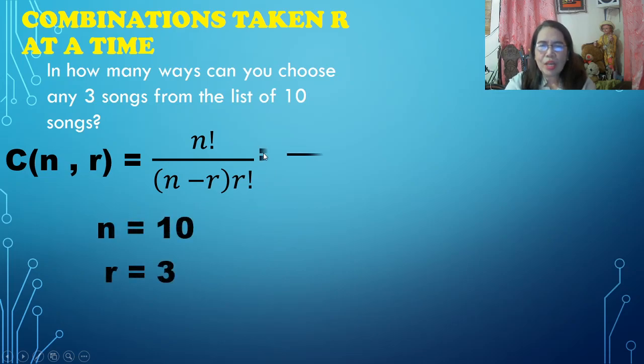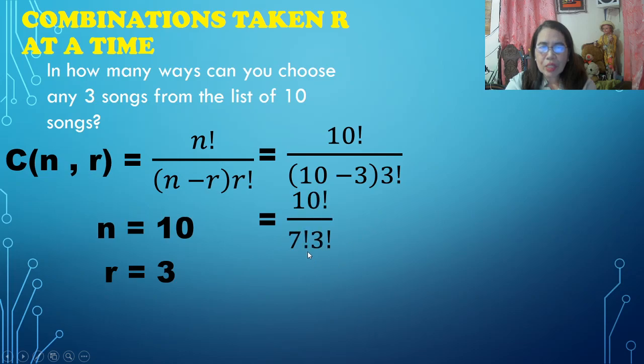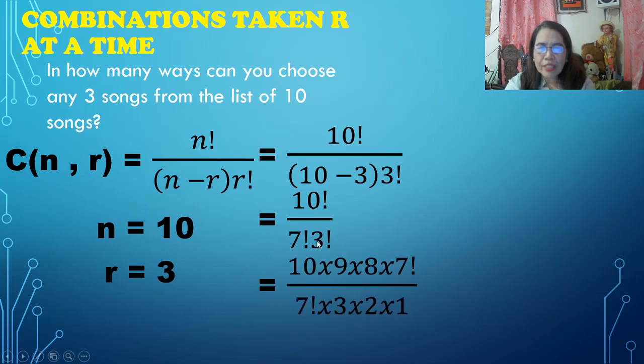Okay, so we have 10 factorial over (10 minus 3) factorial times 3 factorial. So, binabalik ko naman siya. Okay, meron na. So, may factorial po ito. Ayan. So, ito yung sinasabi ko kanina. Pwede ba mag-cancel? Hindi na tayo mag-expand. So, tingnan nyo yung ginawa ko.